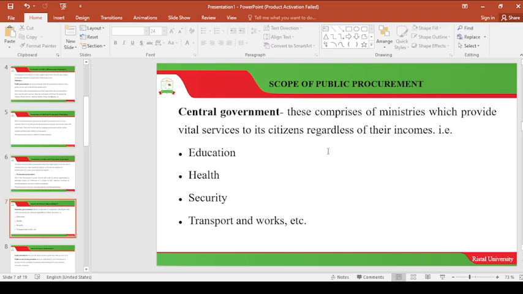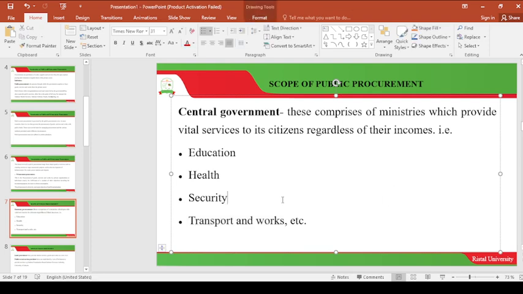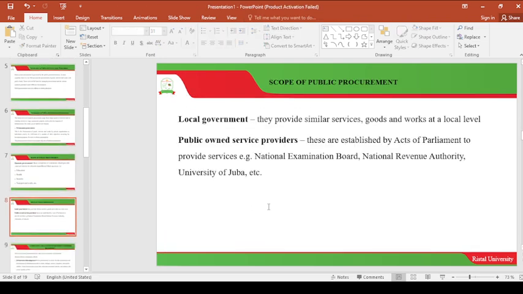So let's talk about the scope of public procurement. In public procurement, we have the central government. This comprises the ministries which provide vital services to its citizens regardless of their incomes. These services may include education, health, security, transport, and works. Under this, transport and works involve construction of roads, construction of bridges, and maintenance of the roads, such that the roads are in good condition.